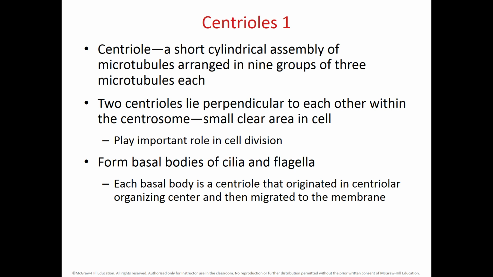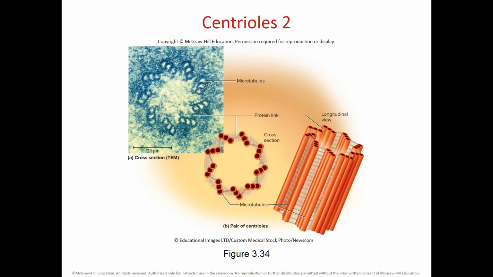Now, these centrioles form basal bodies of cilia and flagella. And in each basal body, there is a centriole that originated in central organizing centers and has migrated to the plasma membrane. So if you make a cross section of these centrioles, you will be able to see the microtubules arranged in 1, 2, 3, 4, 5, 6, 7, 8, 9 groups of 3. And this is how it looks with a transmission electron microscope.